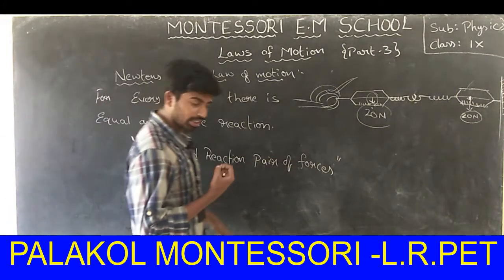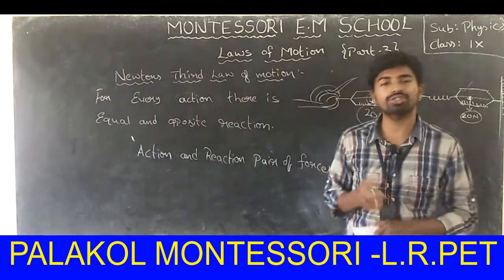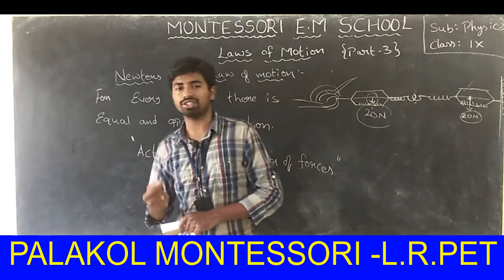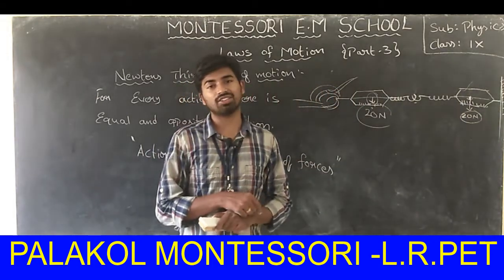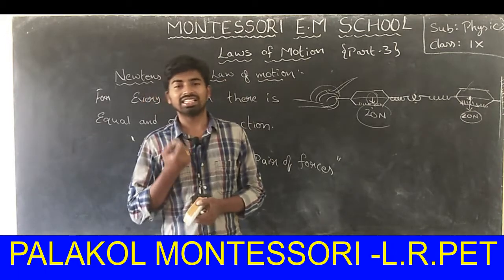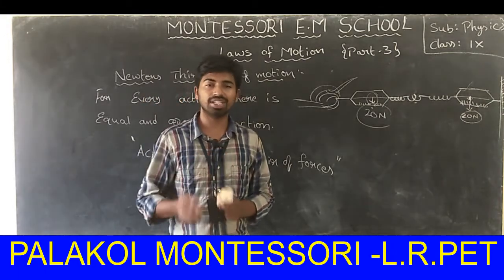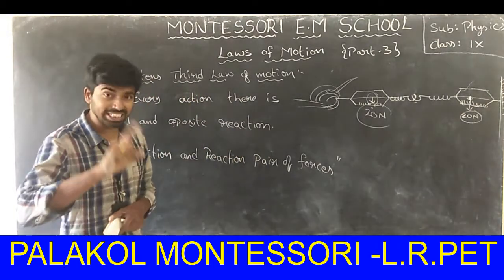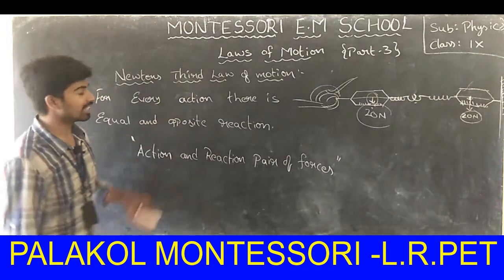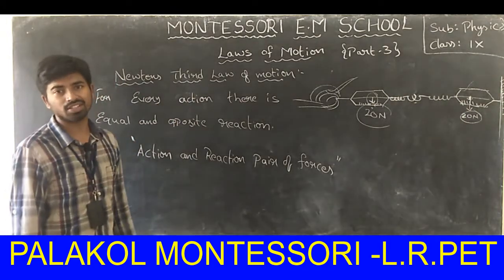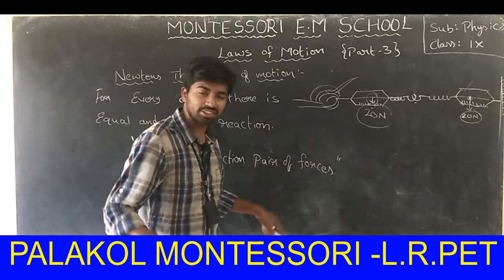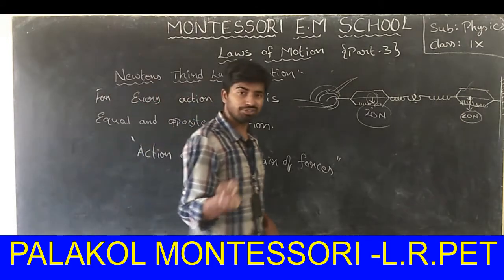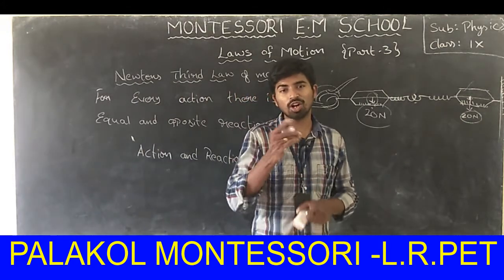So we have learnt Newton's first law and Newton's second law. What is Newton's first law? Every object likes to stay at rest or in uniform motion unless a force acts on it. What is Newton's second law? The net force acting on an object is equal to the rate of change of momentum. These two laws are related to a single object, but Newton's third law is related to two objects. One is the force applied: the bird applies a force on the air and the air applies a force on the bird. So here two objects are involved.